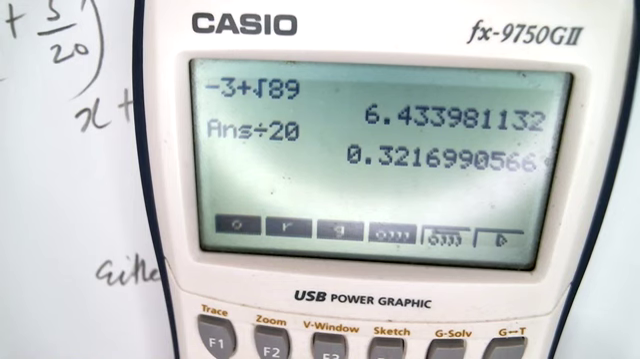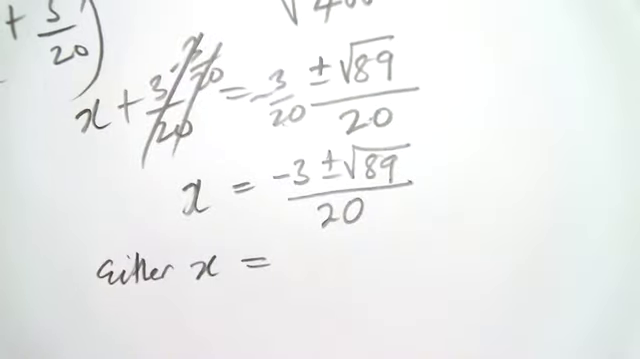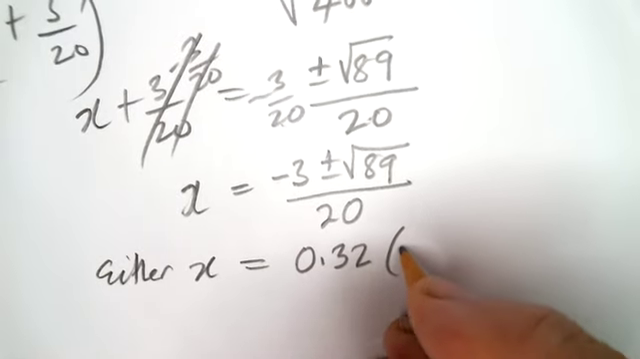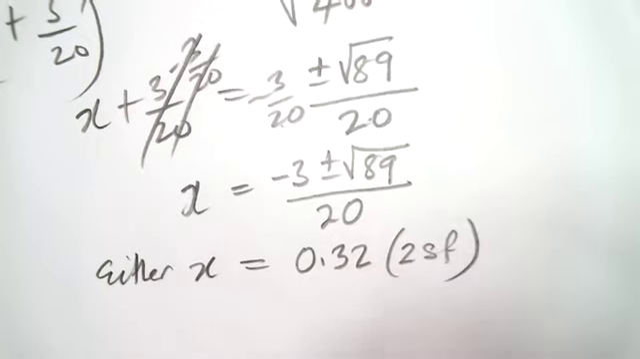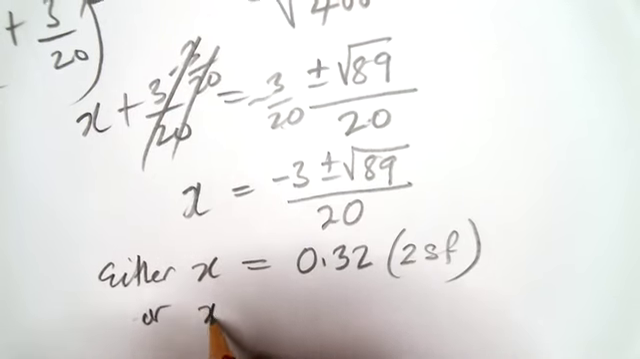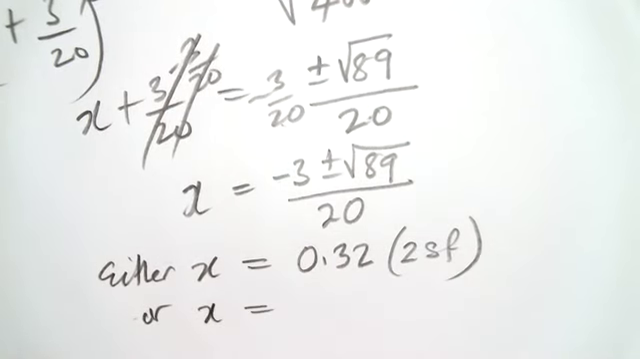And I get 0.32. I'm just going to do two significant figures there. So it's going to be 0.32, and I'm going to put here 2SF. There we are. Nice.